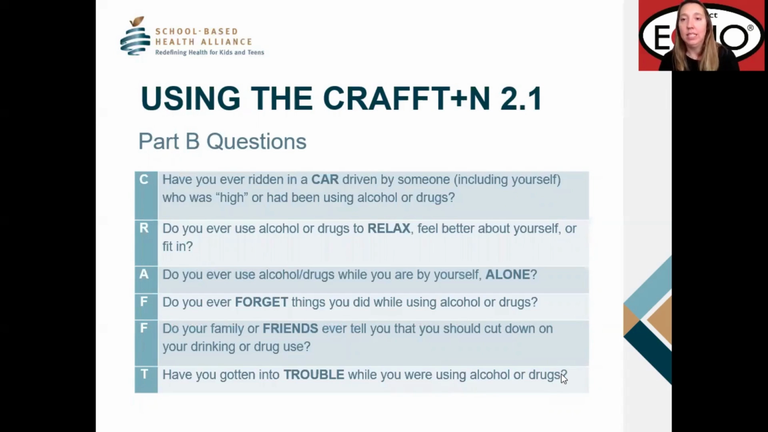And so here are the 6 questions of Part B, which create the CRAFFT mnemonic acronym, which makes it easier to remember. And the CAR questions, or the CAR question, is the first one, the CAR. So in order to ensure accuracy of the assessment, it's important to ask the questions exactly as they're written. These screening tools can be tested using the specific wording, and any deviation from the original wording may alter the type of response given by the adolescent. However, you may further elaborate and explain the question if the adolescent does not understand how it's written.